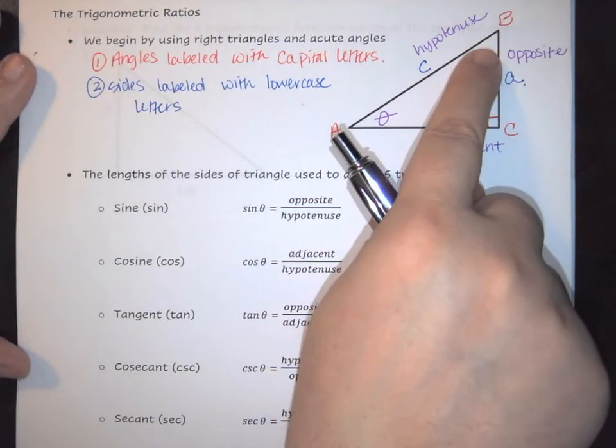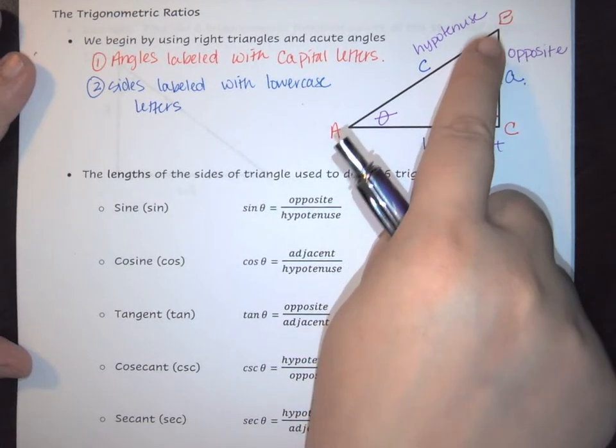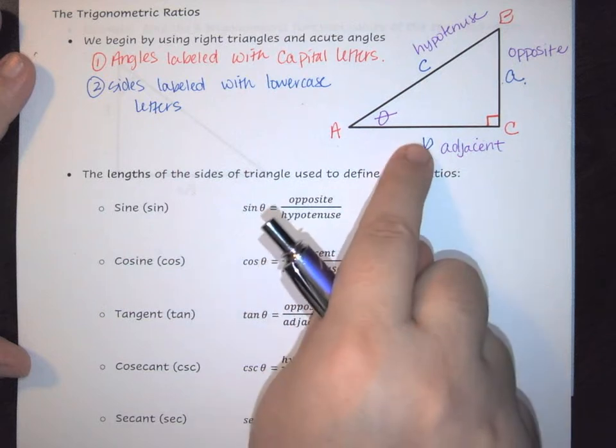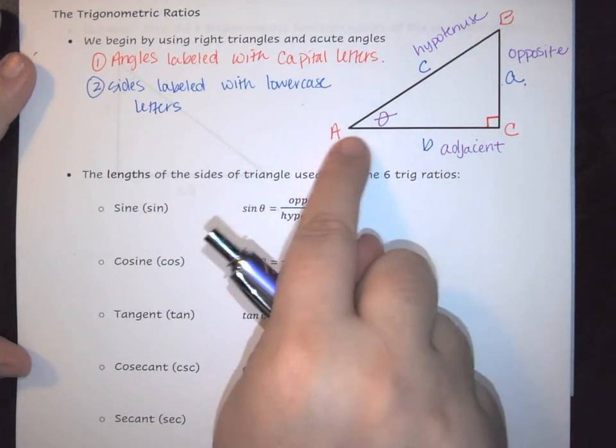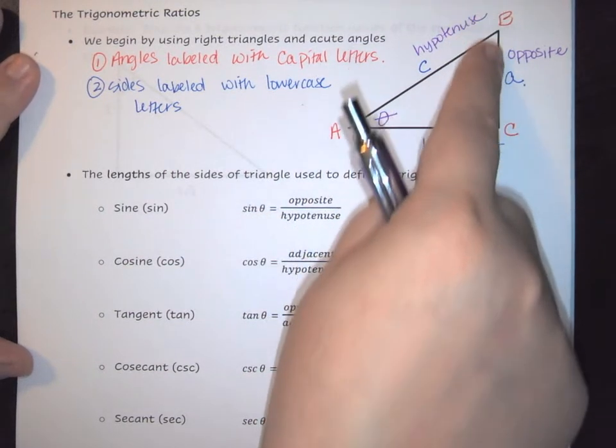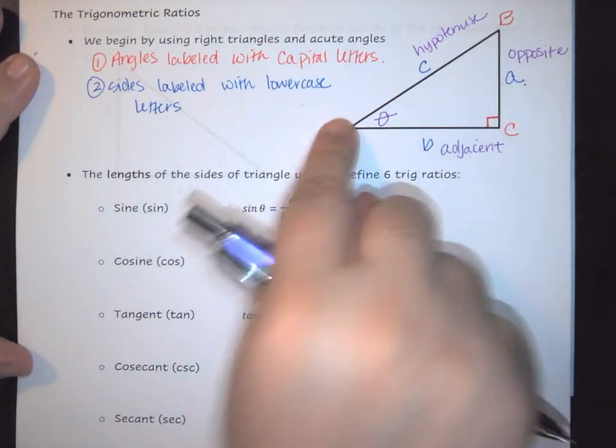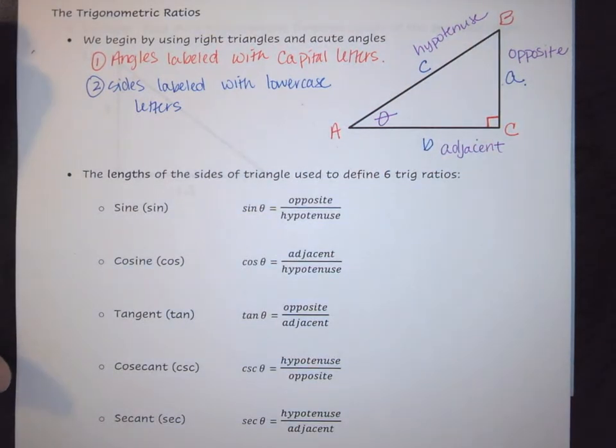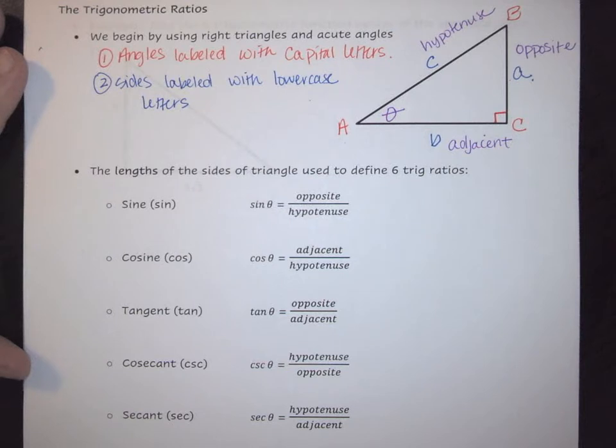That becomes true regardless of how you do it. If we were to say that B was our angle, then the side opposite B becomes opposite, the one next to it becomes adjacent, and the long side stays as your hypotenuse. So it doesn't matter where your angle is, you can always find your trig function.